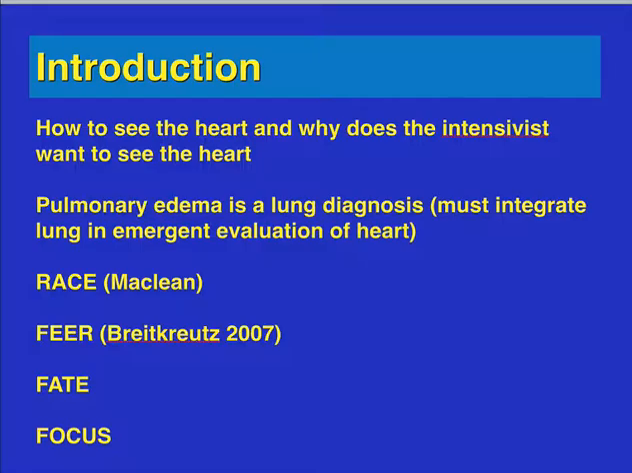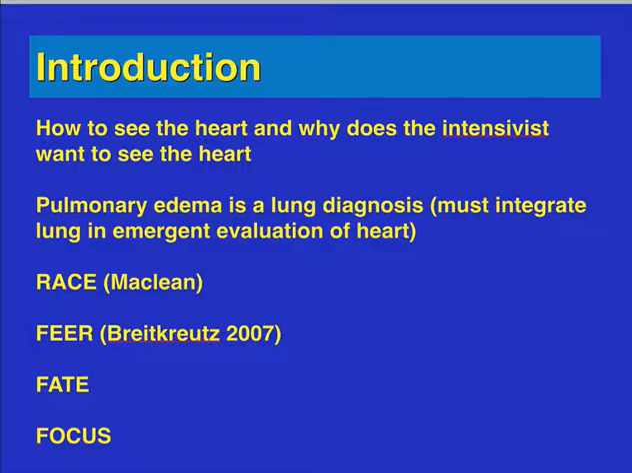So why do we want to look at the heart? Why does the intensivist or critical care physician want to look at the heart? Remember, pulmonary edema is a lung diagnosis, but it must be integrated. You must integrate lung in the emergent evaluation of the heart.